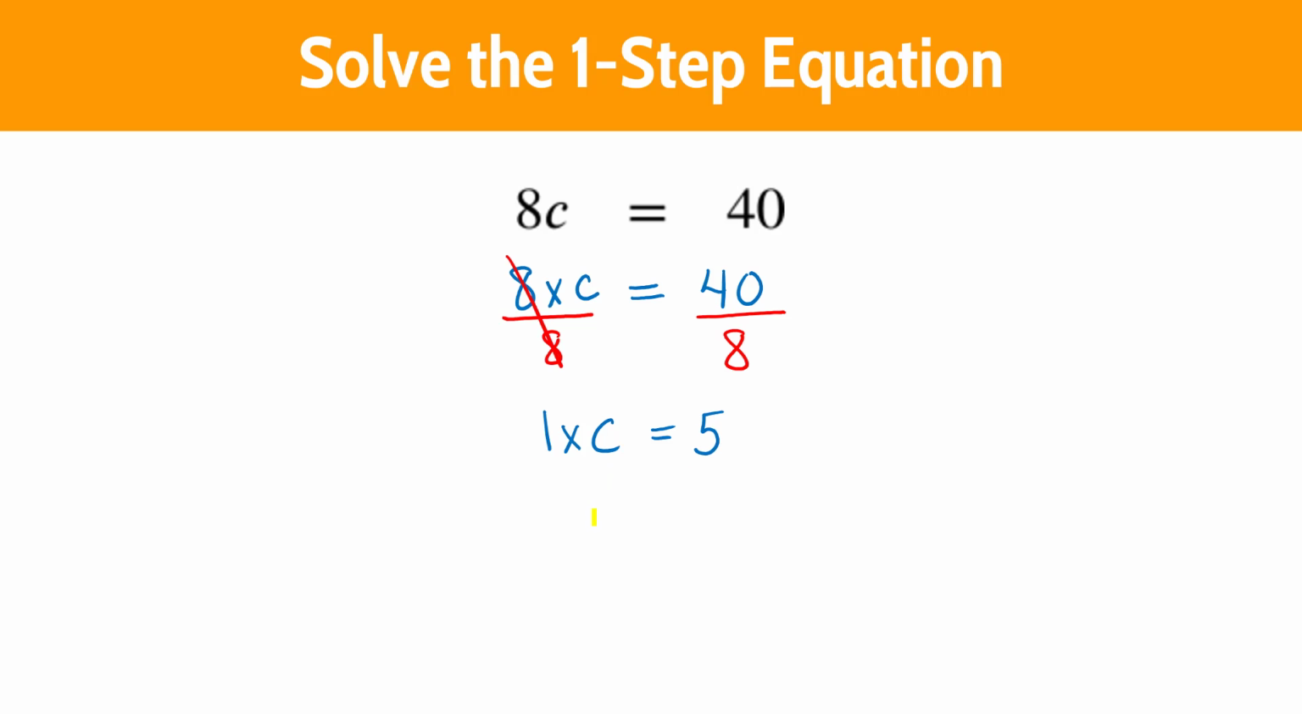1 times c is the same thing as just saying 1c, which is 5, or just c. When the coefficient of a variable is 1, usually it isn't written, so we can say c is equivalent to 5.